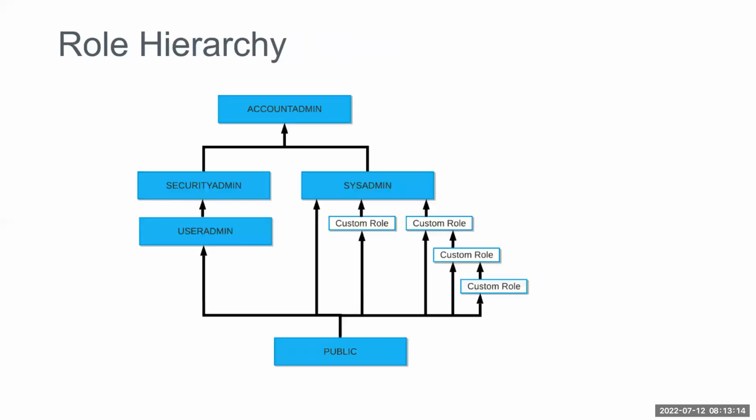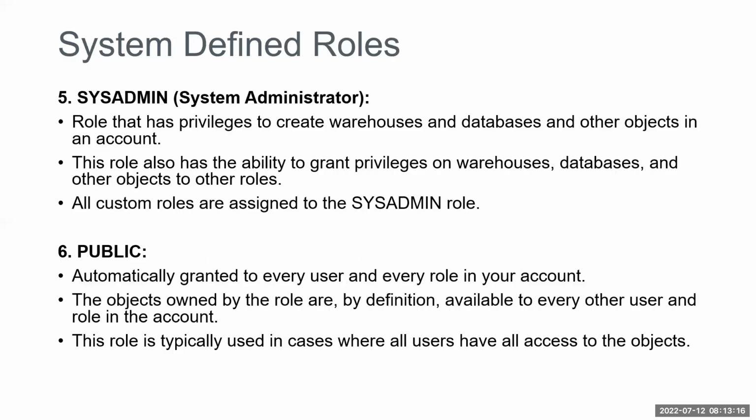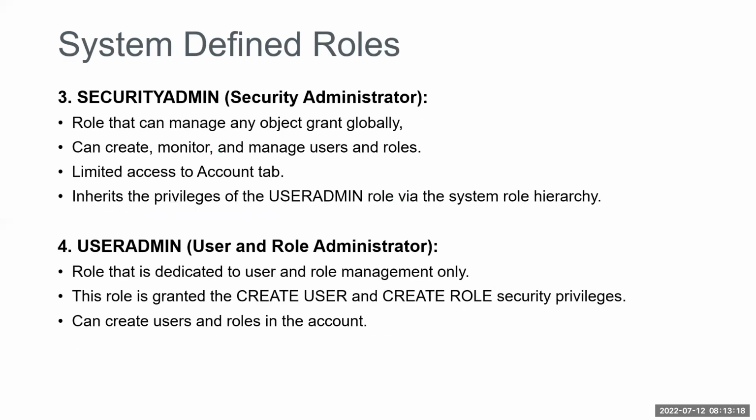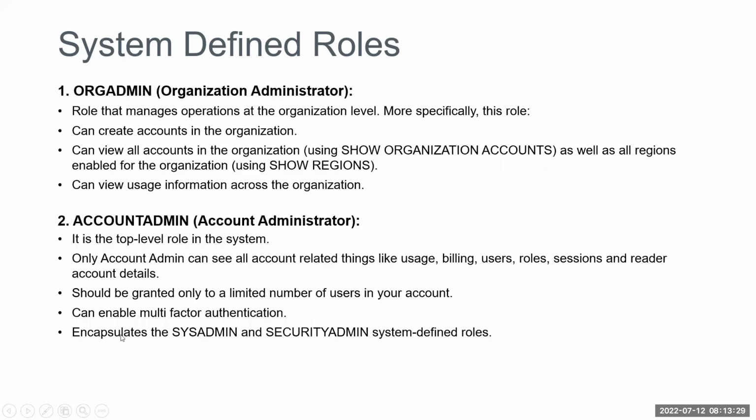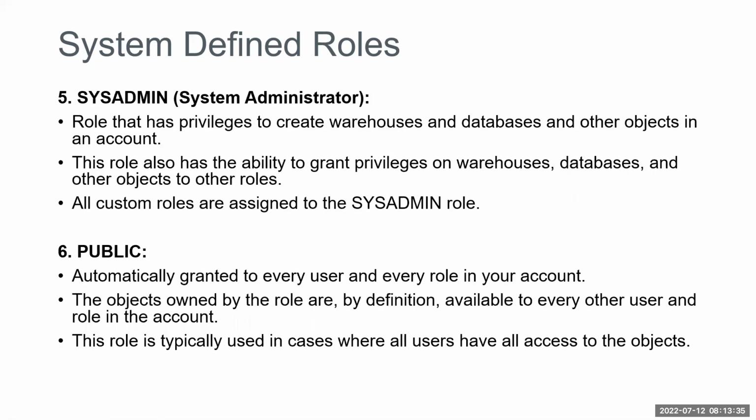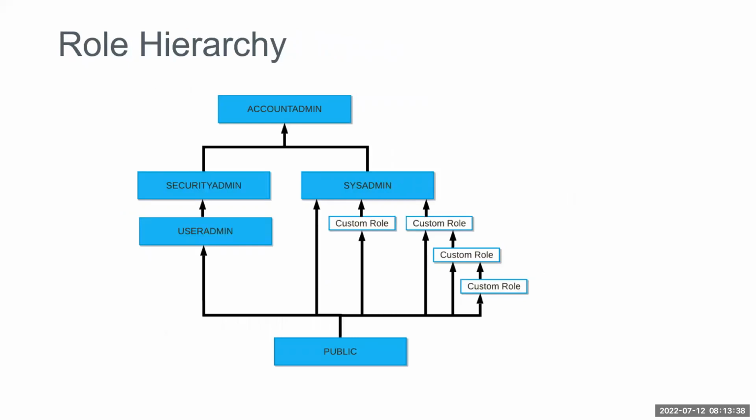So now let's see this diagram. I was skipping one point right here. If you see the last point under the security admin, it inherits privileges of the user admin role via the system role hierarchy. And if you see the account admin, it encapsulates the sysadmin and security admin system defined roles. So what does that mean? Okay, now I'll explain it using this diagram.